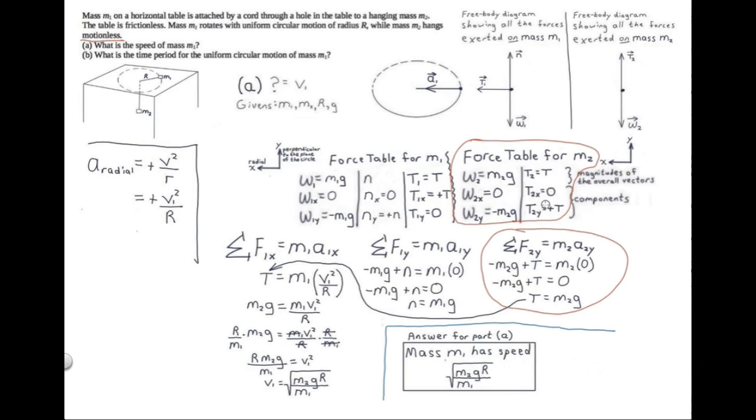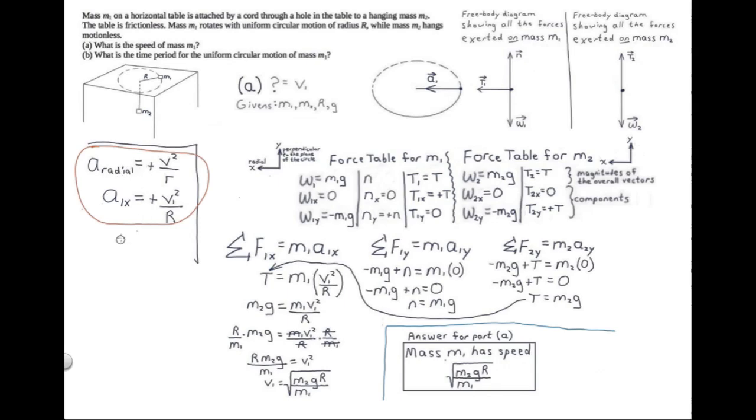So for object 2, we only need the Newton's second law y equation. Object 2 is motionless, so we can substitute 0 for a sub 2y. Object 1 is moving in a circle, so we can use this formula to find the radial component of the acceleration for object 1. Our radial axis is the x-axis, so this formula gives us a sub 1x.